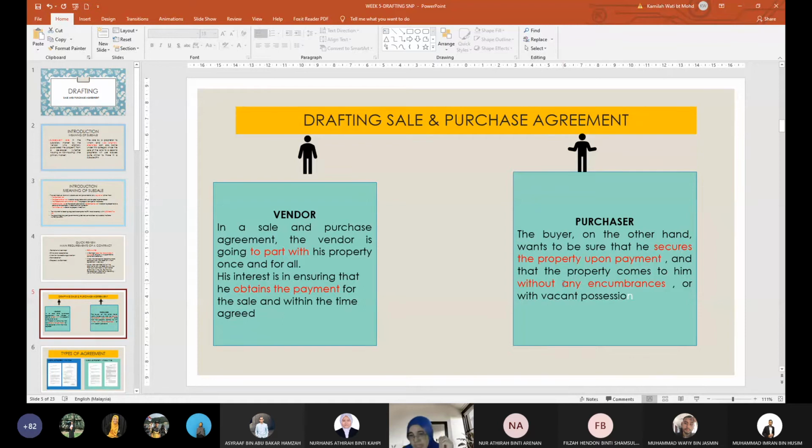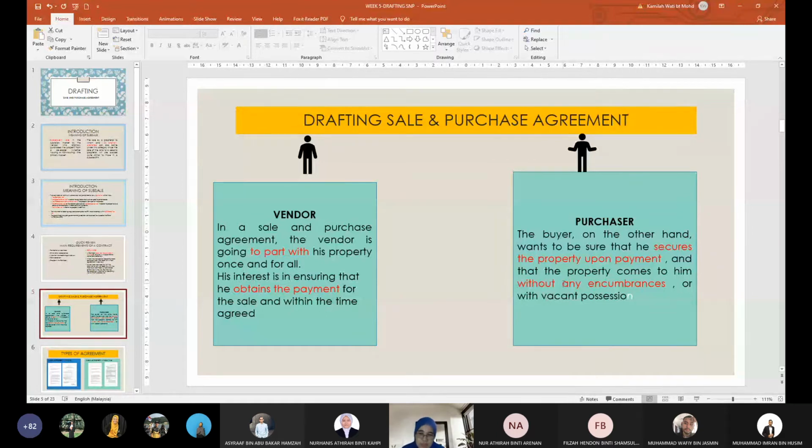And for the purchaser side, the buyer on the other hand wants to be sure that he secures the property upon payment and that the property comes to him without any encumbrances or with vacant possession. Di bahagian purchaser pula, yang main concern ialah bila dia bayar, dia mesti dapat property tu. Takut nanti dia bayar, duit dia hilang tapi property dia tak dapat.